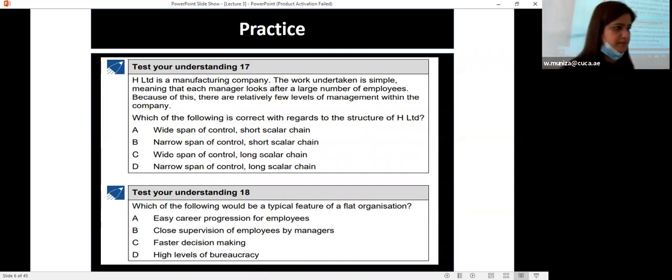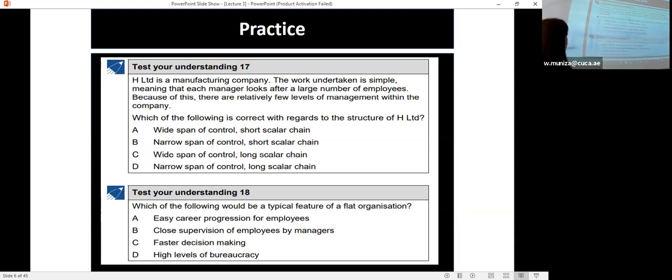Students, what is span of control? Very good. Span of control is the number of people which are under one manager. The number of people controlled by certain authorities is known as span of control. Say, for example, if one manager is having four subordinates under it, it means that the span of control of that manager is four. And what is scalar chain? The line of authority within the organization, the flow of authority from the higher to the lower level of management is known as a scalar chain. How many levels of management there are in the organization tells us about the scalar chain.